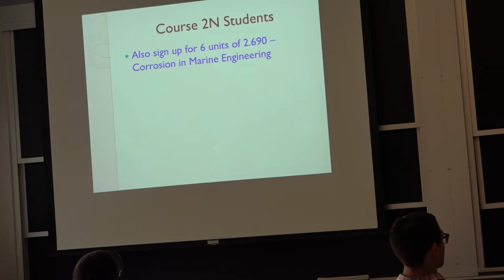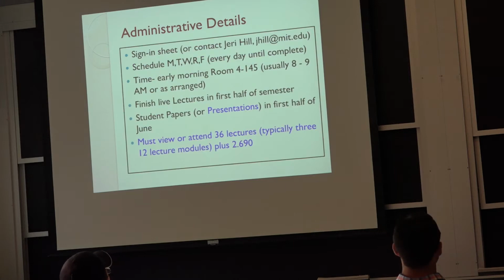If those of you that are not 2N students want to take the corrosion course, you can. You should see me about that since it's a 6-unit rather than 12-unit. And we can work out details on that if that is something you're interested in. Administrative details, there's a sign-in sheet going around, and you can contact Jerry, who's just here. The schedule is every day until we complete things. Unless you all have a quiz or something and you wanted to skip class that day, you just need to let me know ahead of time, okay?